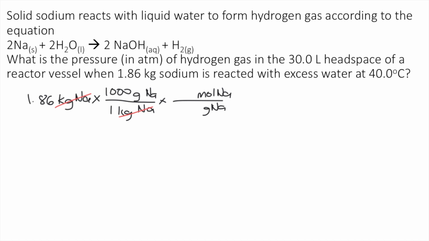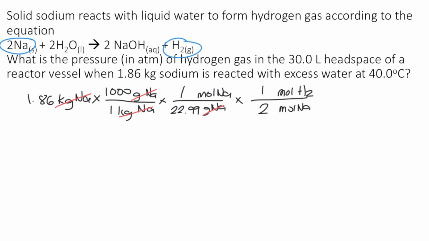So we will use the molar mass of sodium. And if you look at your periodic table of elements, 1 mole of sodium is equivalent to 22.99 grams of sodium. So the grams of sodium will cancel out. Now you have moles of sodium. And then, using the balanced equation, we will convert moles of sodium into moles of hydrogen gas. And if you look at the balanced equation, you will see the ratio is 2:1. So for every 2 moles of sodium, there's 1 mole of hydrogen gas.